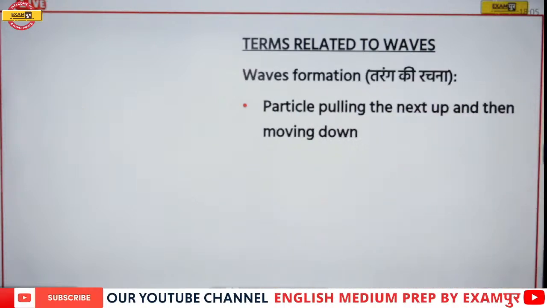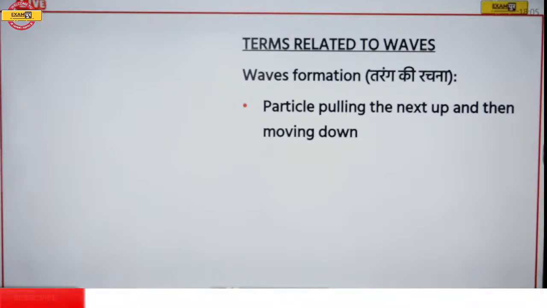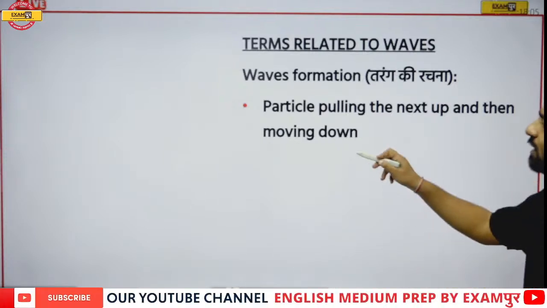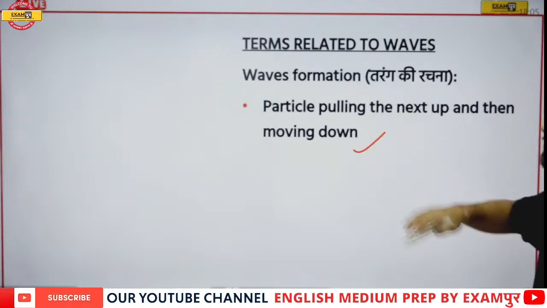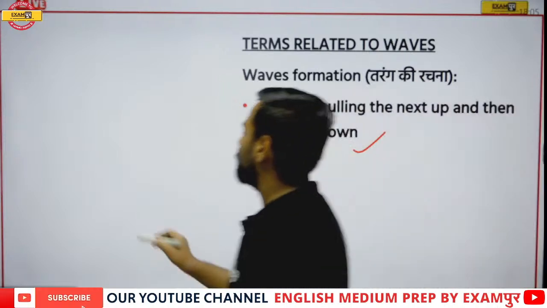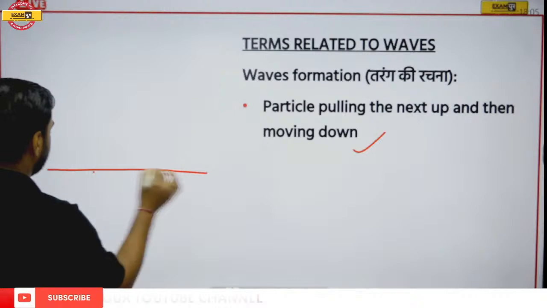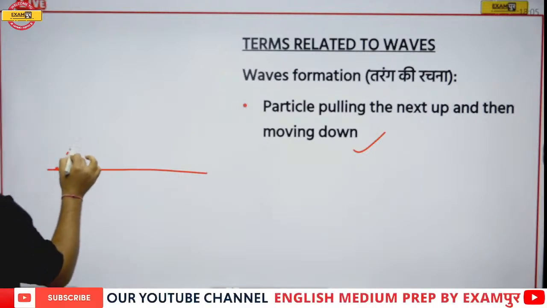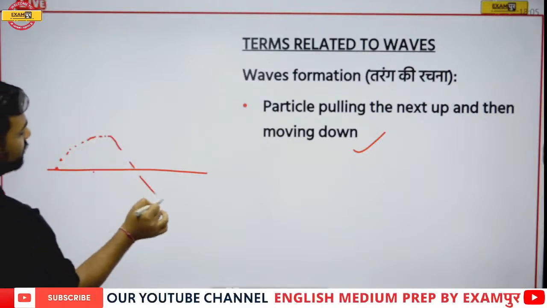Now let's talk about wave formation. So a particle pulls the next one up and down and then again moves down. This is actually a wave formation in which the particles, I'll just make a path, the particles which are there, see, they are once up, once they are down.